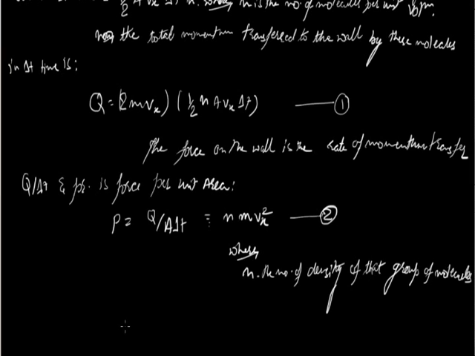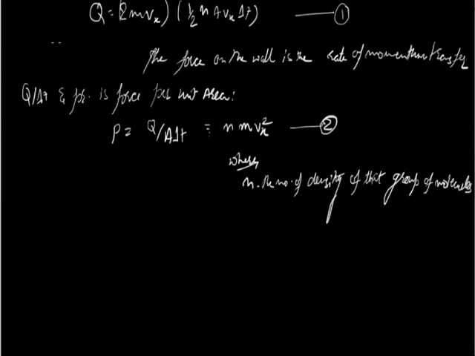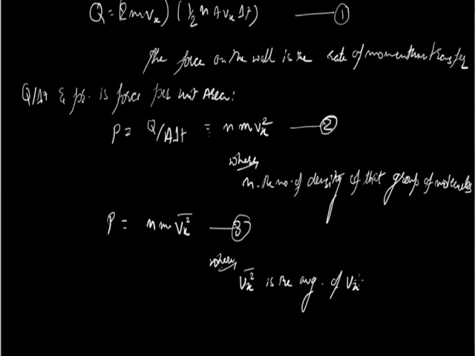Now the total pressure is obtained by summing over the contribution due to all groups. So we can perform summation here, which is P equals n m vx square bar. This will be equation 3, where vx square bar is the average of vx square.